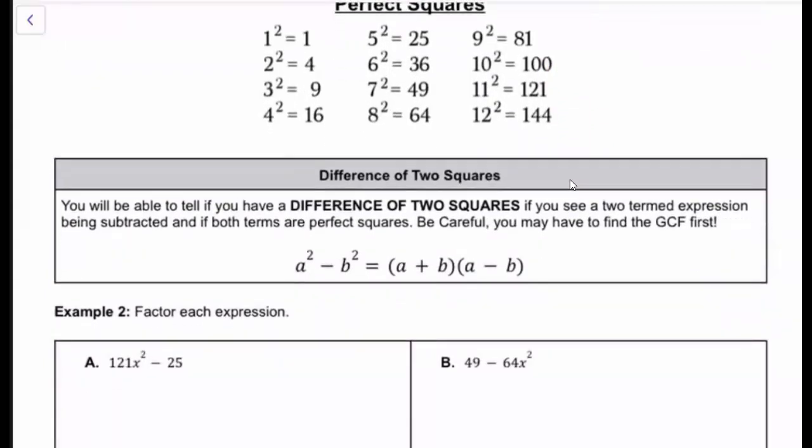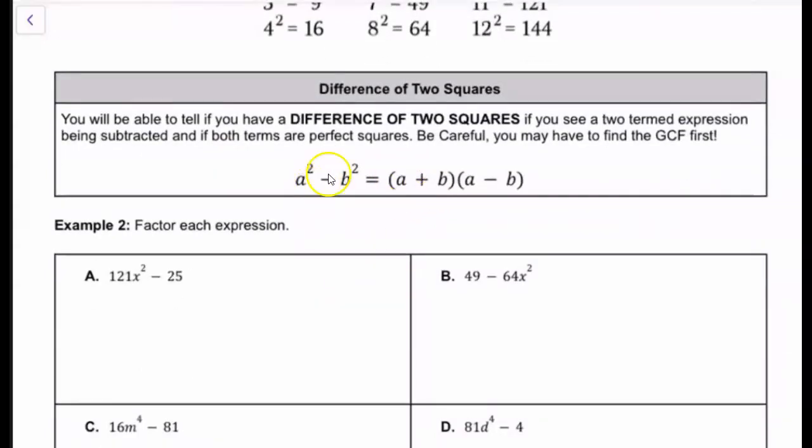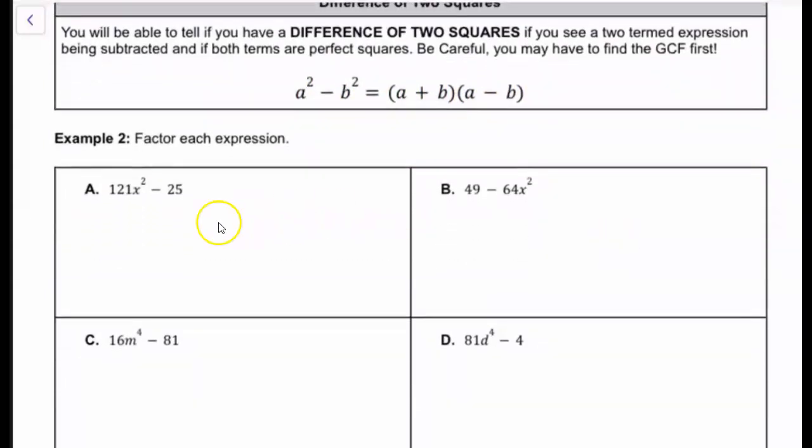Now, to recognize that you have a difference of two squares, you'll have a two-termed expression that is being subtracted, which comes from the name difference, and both terms in your expression are perfect squares. Its original form would have come from expanding the factored form of a plus b and a minus b. So we'll see what this means with some examples.